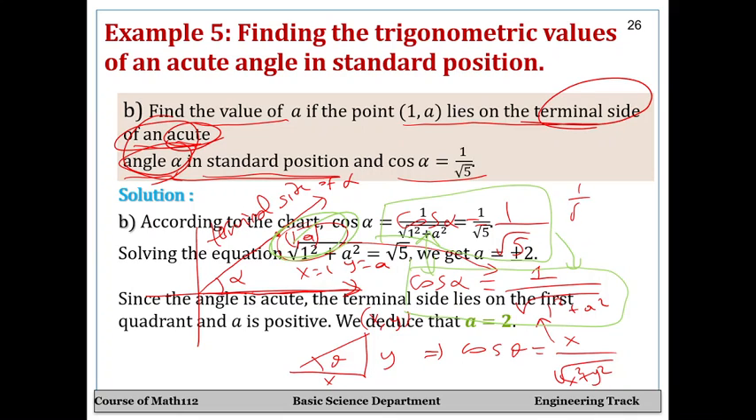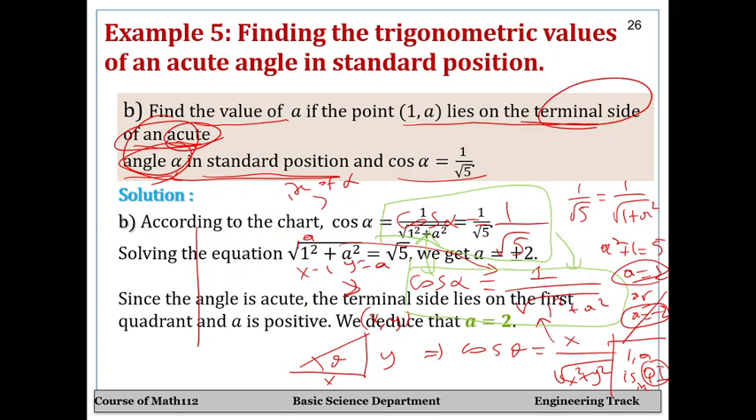1 over square root 5 is equal to 1 over square root of 1 plus a squared. And then you can square both sides, or you flip them and set them equal to each other, and you get a squared plus 1 equal to 5, and a equal to 2, or a equal to minus 2. But be careful here, it cannot be minus 2 because it's in the first quadrant. So (1, a) is in the first quadrant. So for this reason, we got a equal to 2.